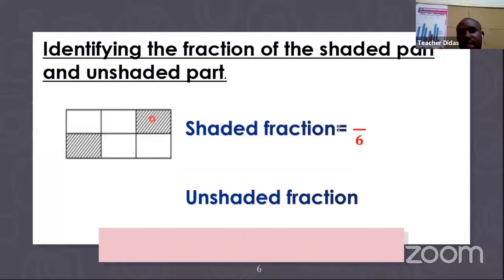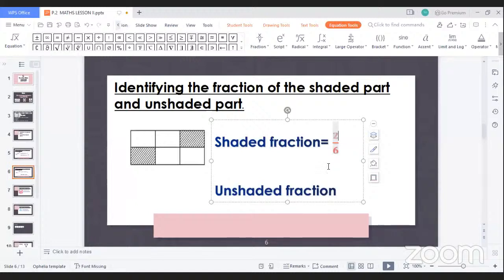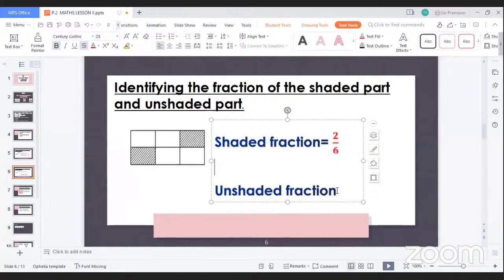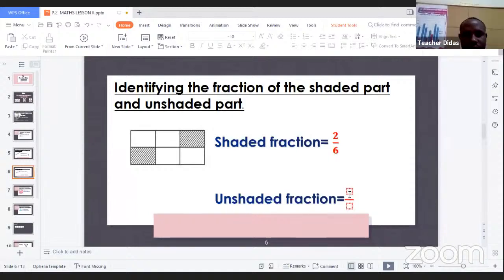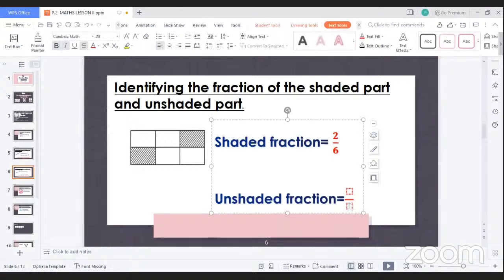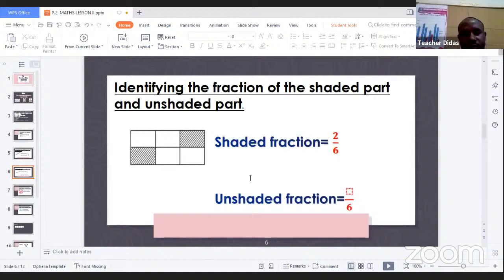Okay, now can you tell me what is the answer for the unshaded one? What do we do first? We first count all of it. Let's count. 1, 2, 3, 4, 5, 6. Where do I put it? Up or down? Down. Good. So what do I put up on the numerator?